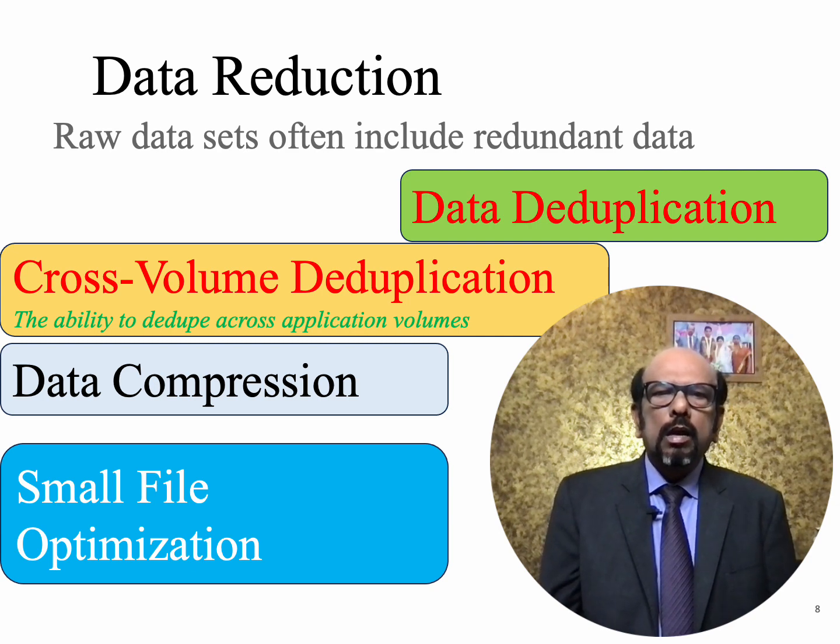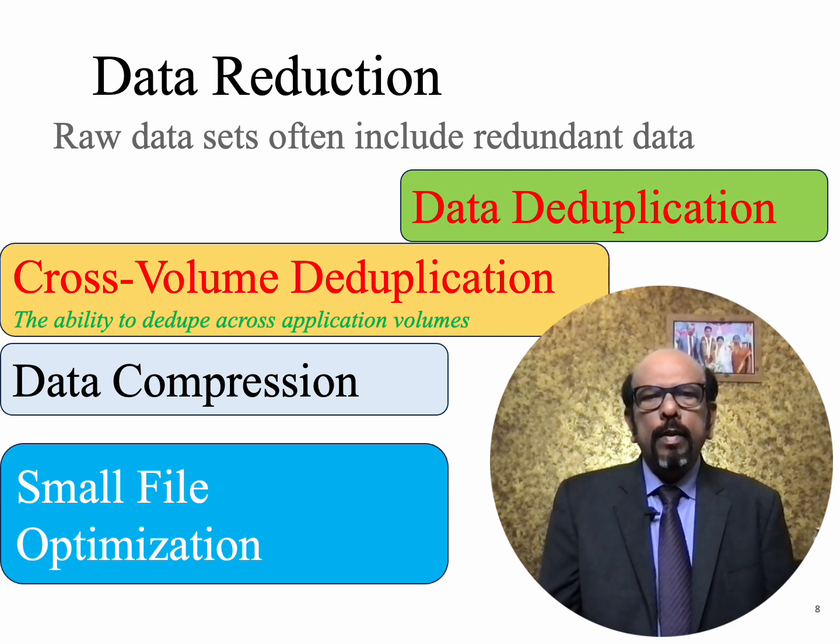Similarly, data can be put up in a simple form rather than a complex form. That is called data compression. Small file optimization is another interesting approach.